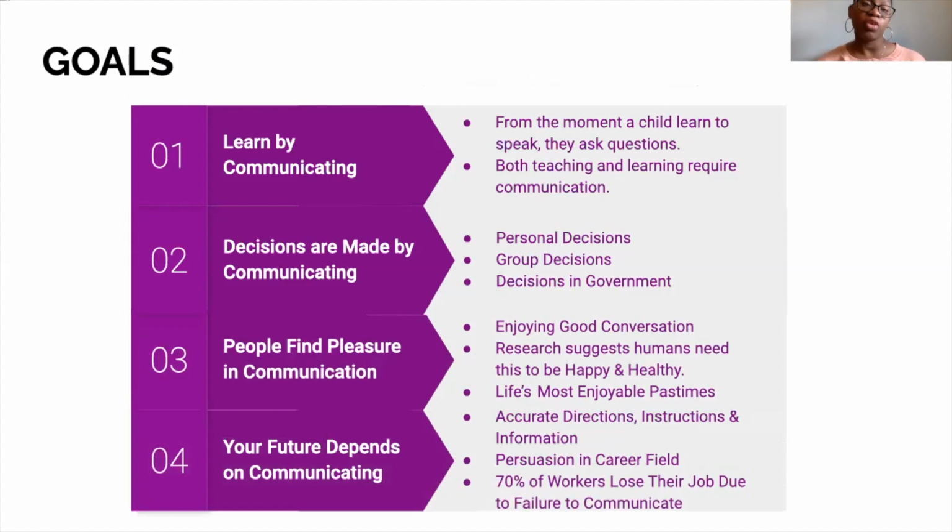Lastly, your future depends on communicating. Persuasion in the career field. 70%, know this number, know this statistic, it's very important. 70% of workers lose their job due to failing to communicate. That's a lot of people. So 7 out of 10 people lose their way of making money because they do not know how to communicate.